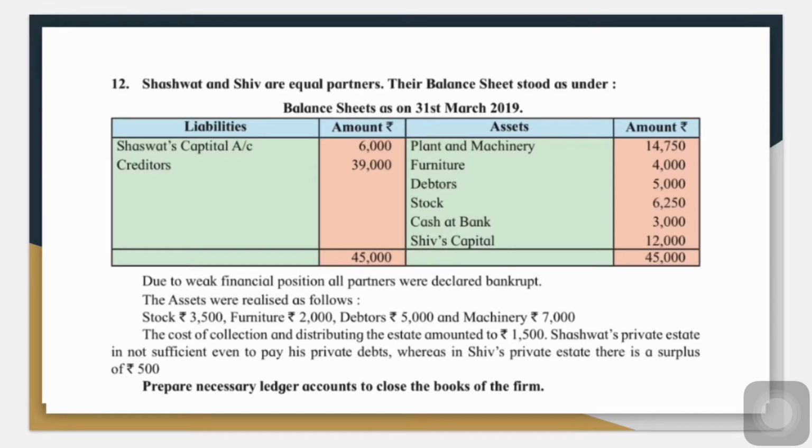Sashwat's private estate is not sufficient to pay his private debts, whereas in Shiv's private estate there is a surplus of 500 rupees. So this partner Shiv can get 500 rupees, whereas Sashwat cannot get any amount. Prepare ledger accounts to close the books of the firm. What accounts will you prepare? Realization account, partners capital account, bank account. These three, in addition to these three, we have to prepare creditors account and deficiency account. Okay, so draw the accounts and let's get started.